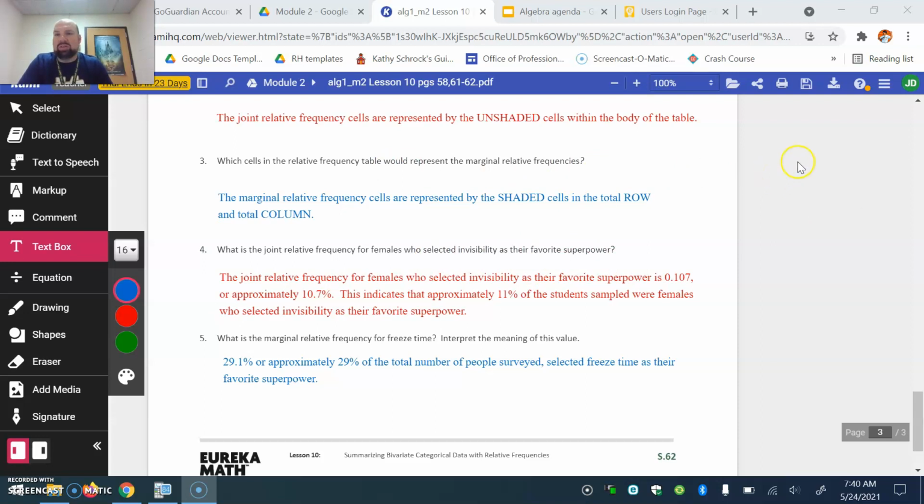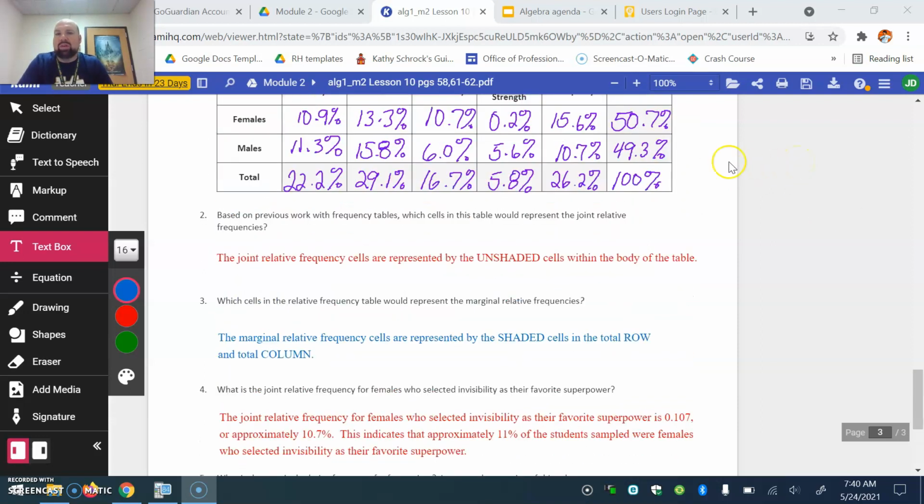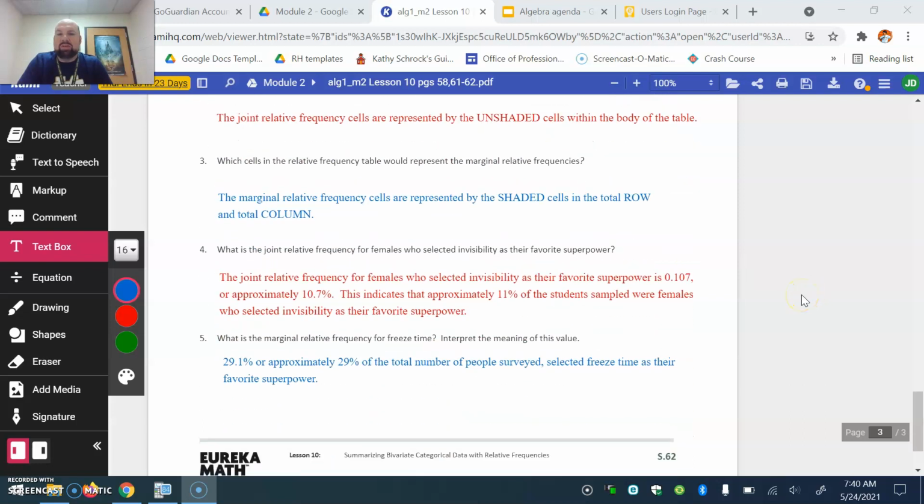The marginal is, I think that's pretty self-explanatory. It's the margins or outside, but it is not this one in the very corner. That's the grand total, if you will. That one is different. But that's pretty much it.